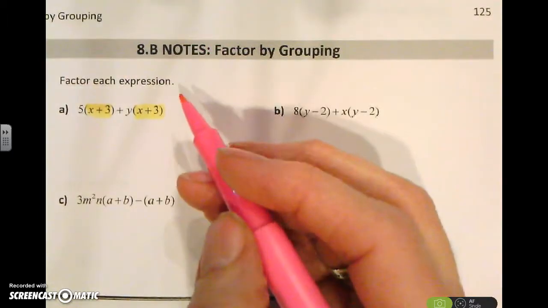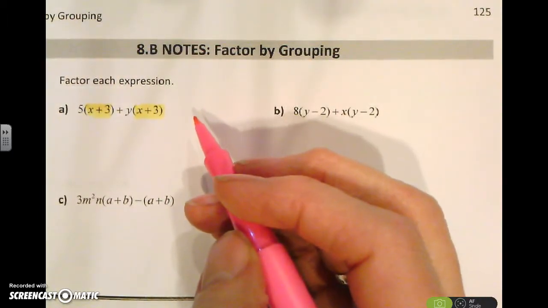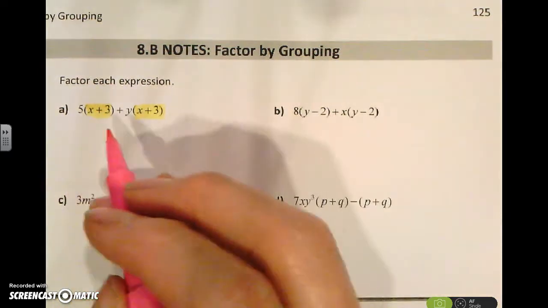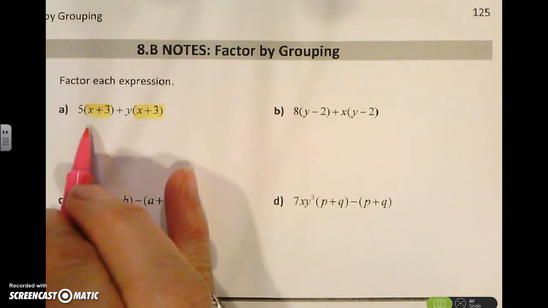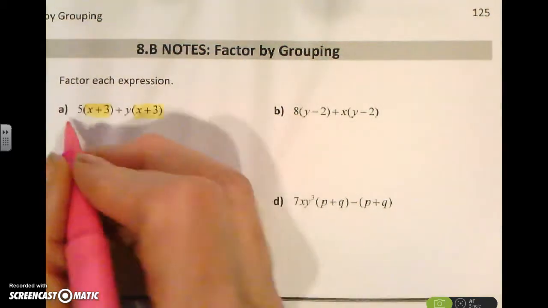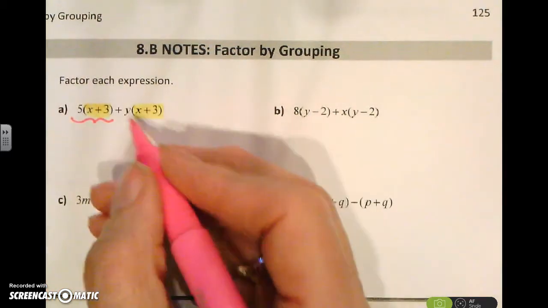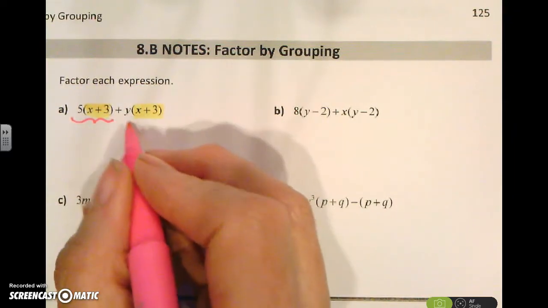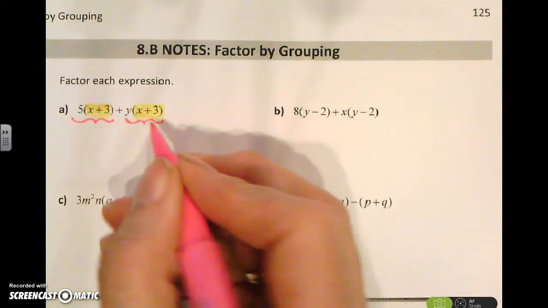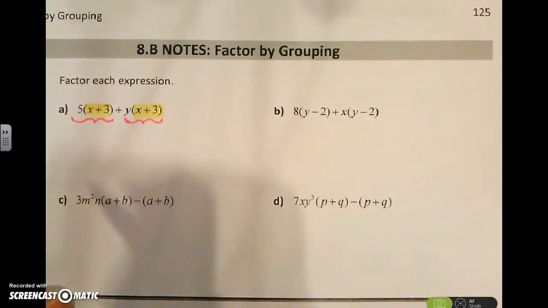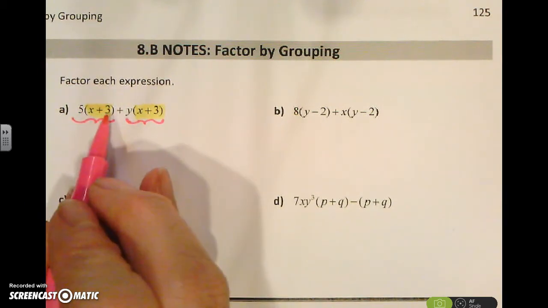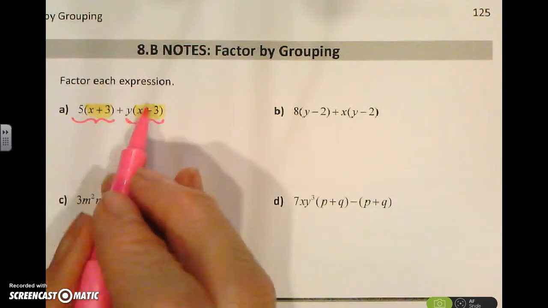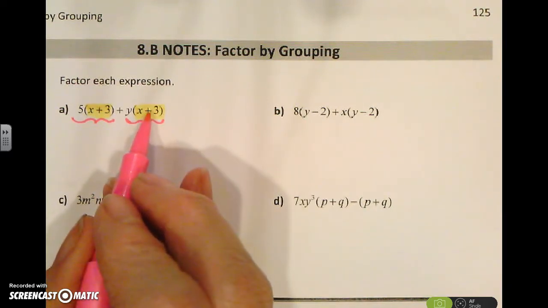You learned in 8A how to factor out the greatest common factor from a series of terms. And we're going to be doing kind of the same thing in this first group of problems. We've actually got two terms here. This is a term, you see the plus that separates terms, and then here's my second term. So I have two terms. And the terms are made up of a product, 5 times the entire parentheses, x plus 3, and then y times the entire parentheses, x plus 3.